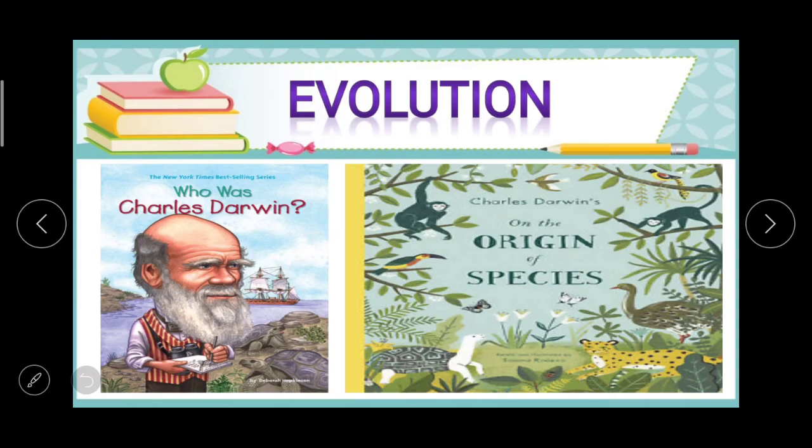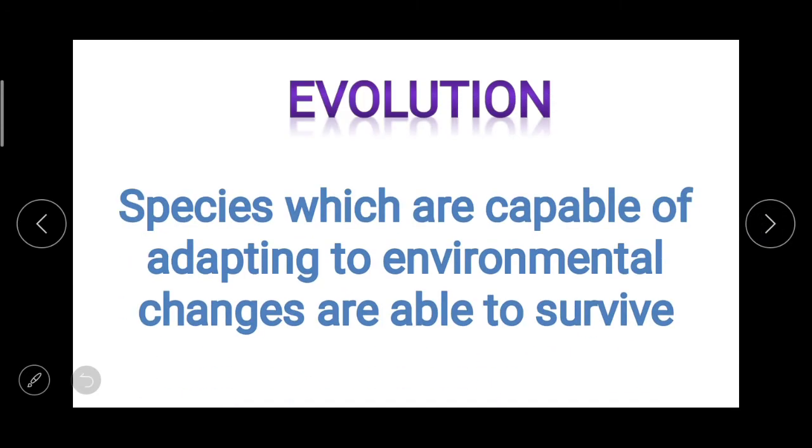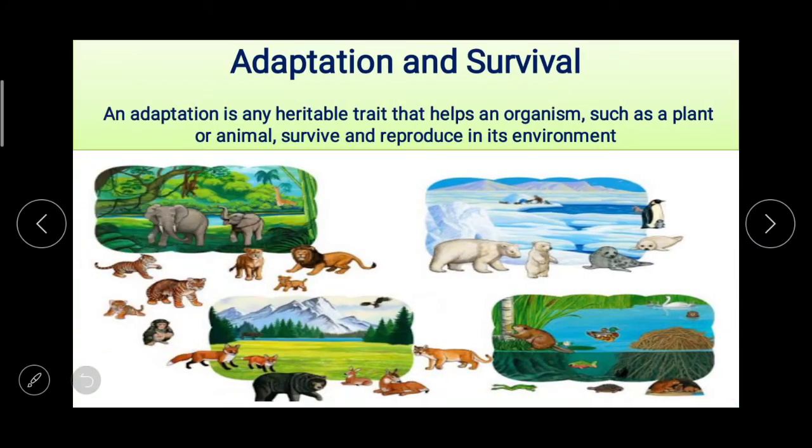Now here, species which are capable of adapting to environmental changes are able to survive. Now the words adaptation and survival. An adaptation is any heritable trait that helps an organism such as a plant or animal survive and reproduce in its environment. So in adaptation, there is change in the internal or external characteristics of the animal, and because of the changes, the animal can survive with the changing environment.